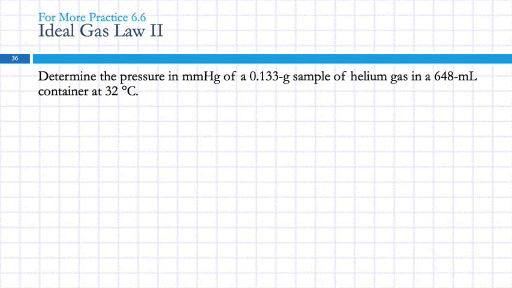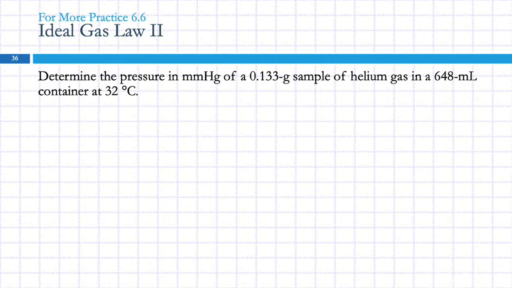Determine the pressure in millimeters of mercury of a 0.133 gram sample of helium gas in a 648 milliliter container at 32 degrees Celsius. So these are all using the same equation, but they're getting a little bit more complicated because the first one, they just gave us all the numbers with the correct units, right? And in the second one, we had to convert a couple things.